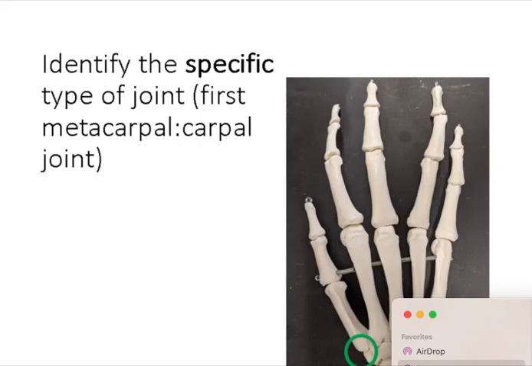Okay, so here identify the specific type of joint between the first metacarpal and the carpal. Okay, so the one of the thumb and the carpal bone that it sits on, this is kind of like a rare instance of a saddle joint. Okay, so this is the specific example that I want you to see for a saddle joint. It literally looks like a saddle. It's sitting on the horse's back, okay, for a saddle joint.